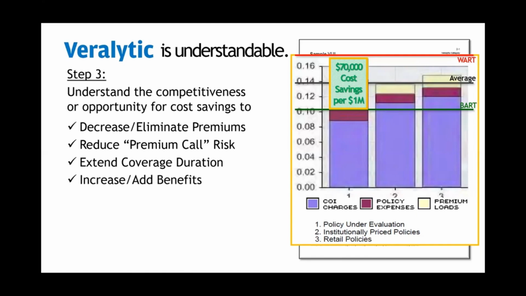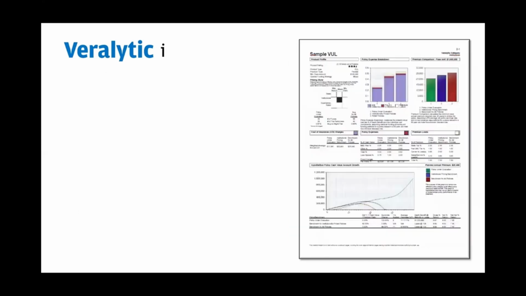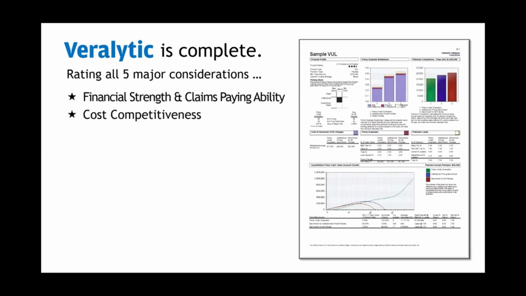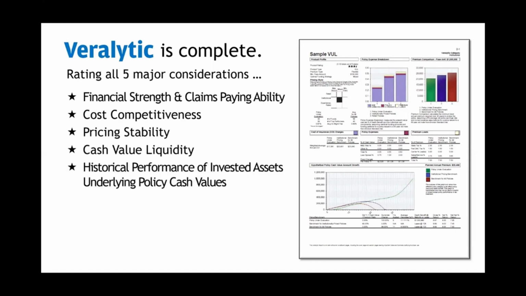Veralytic goes well beyond comparing quotes for some limited number of products, instead measuring all 5 major considerations for the purchase or retention of any policy and rating each product based on the insurer's financial strength and claims-paying ability, the competitiveness of internal policy charges, the stability or reliability of illustrated expectations, the access to or restrictions on policy account values, and actual historical performance of invested assets underlying policy cash values. All 5 factors are measured against the universal peer group alternatives and assigned a full star when competitive, a half a star when average, and 0 stars when uncompetitive.